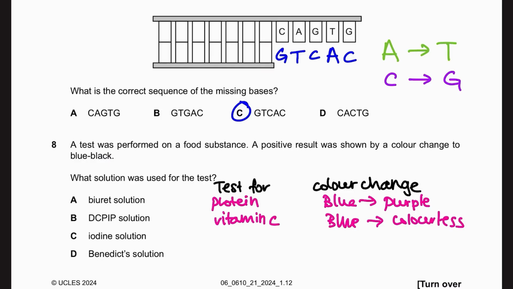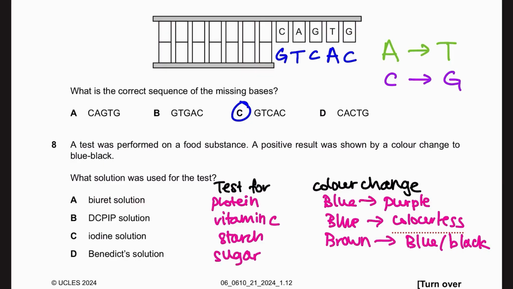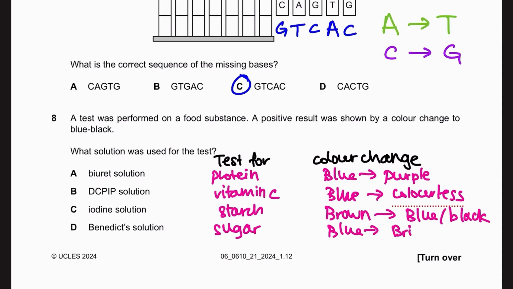Right? Iodine solution tests for what? Starch. And what is the color change? It goes from brown, because iodine is brown, into blue-black. Blue-black. Right? And then finally, Benedict's solution tests for sugar, such as glucose. And it goes from blue to what? Blue to brick-red precipitate.